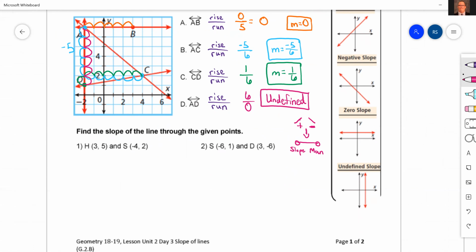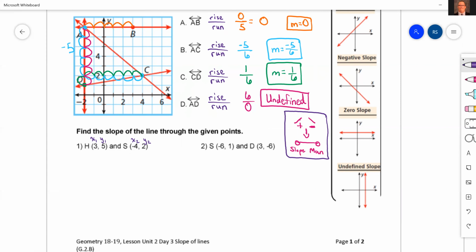Okay. So that's doing slope with the graph. Let's say they just give you points. They don't give you a graph. Well, just like we've done so far this unit, we need to label our points. X1, Y1, X2, Y2. I'm just going to draw a little box around slope man. That way y'all can remember him.